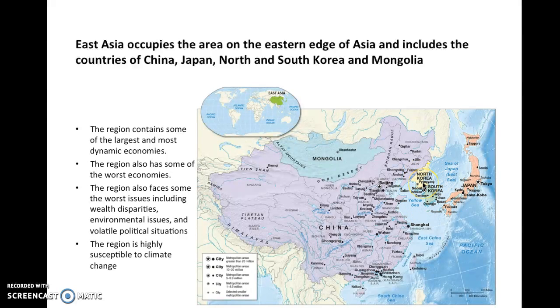North and South Korea still at war, ethnic issues within China, and the region is highly susceptible to climate change because most of the population is here, and this is relatively low-lying. Even moderate increases in sea level will flood large areas along the coastal area along this region of China, and that could displace hundreds of millions of people.